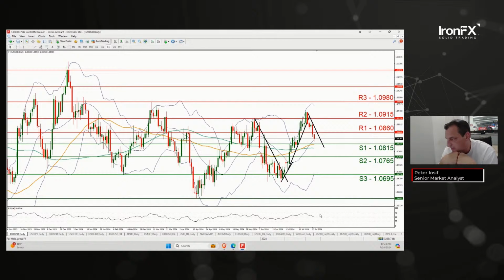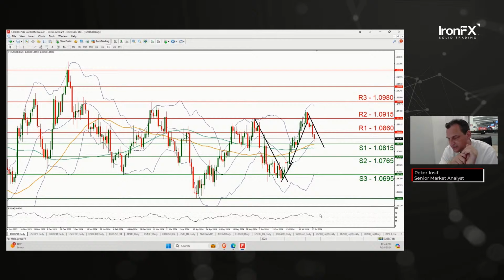So for the time being, we note this slight uncertainty, but the dominant feature of the pair's price action is the steep drop. And definitely we highlight the downward trend line. As long as the downward trend line remains intact, we maintain a bearish outlook for the pair. That would be more than obvious.